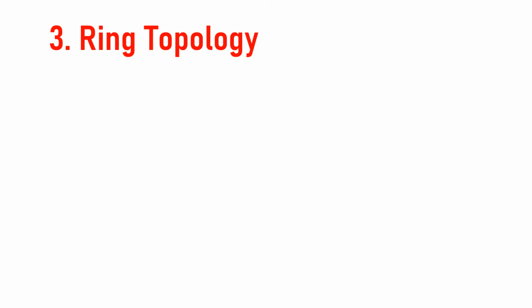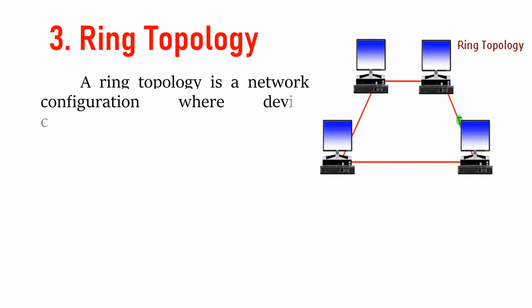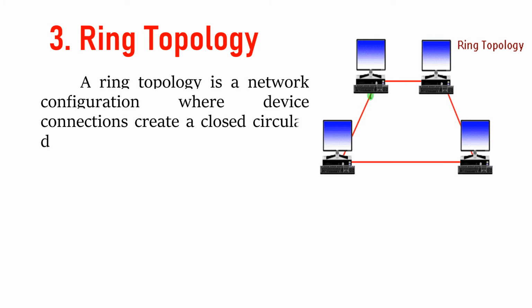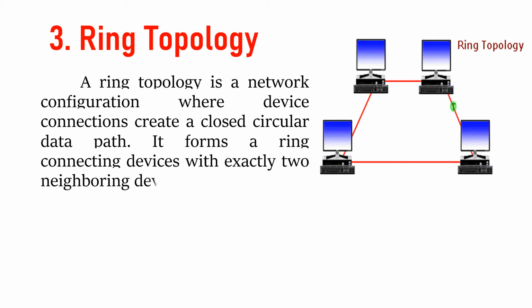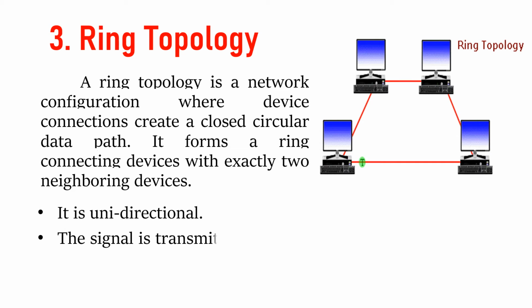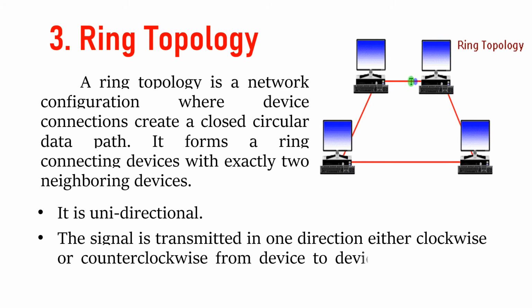Next one is ring topology. A ring topology is a network configuration where device connections create a closed circular data path. It forms a ring connecting devices with exactly 2 neighboring devices. It is unidirectional. The signal is transmitted in one direction, either clockwise or counterclockwise, from device to device until it reaches the destination.